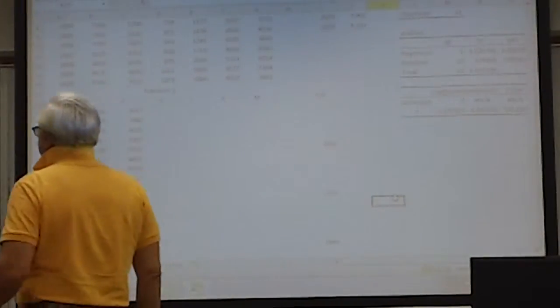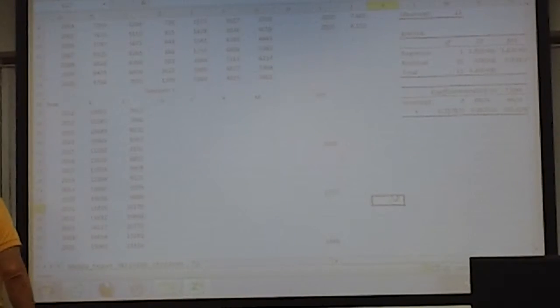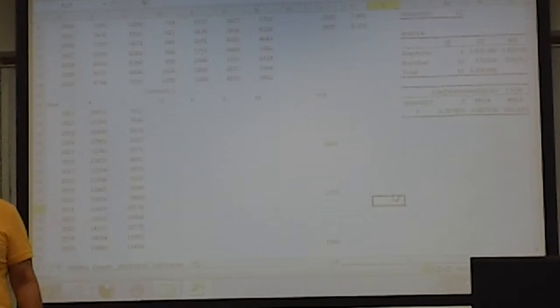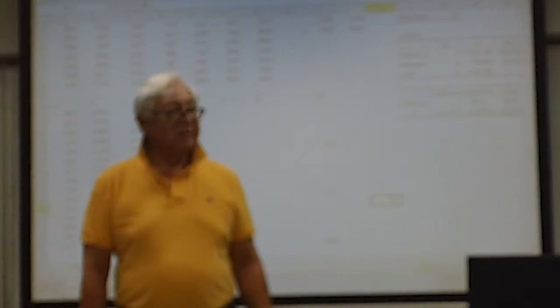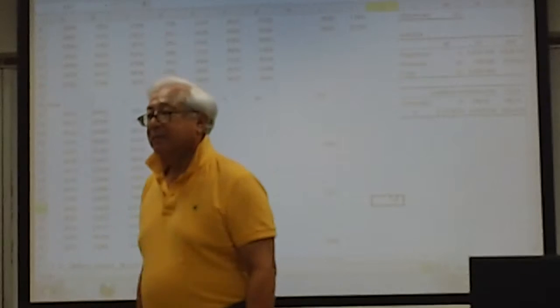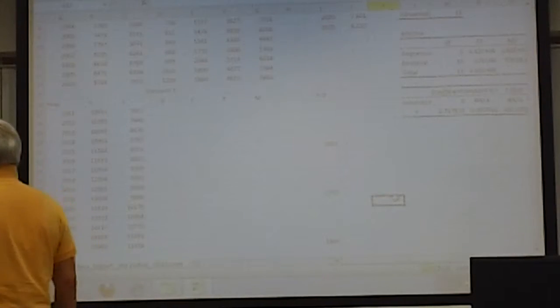Now the slope of this line, which is delta C over delta Y, that is the marginal propensity to consume. But if this turns out to be negative, that means that we have a problem. So we use the average propensity. That's how to do the regression.